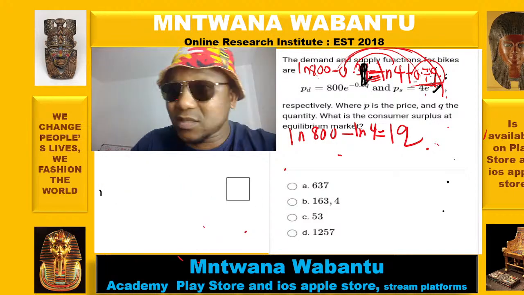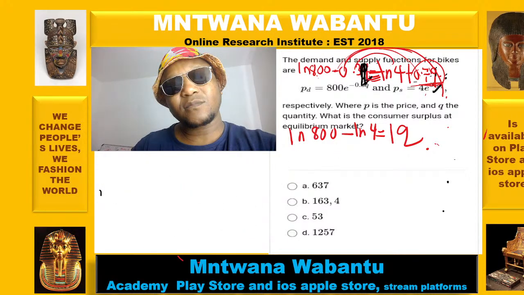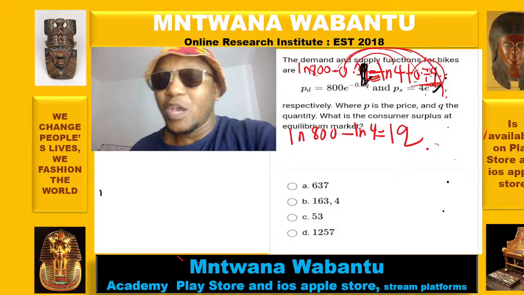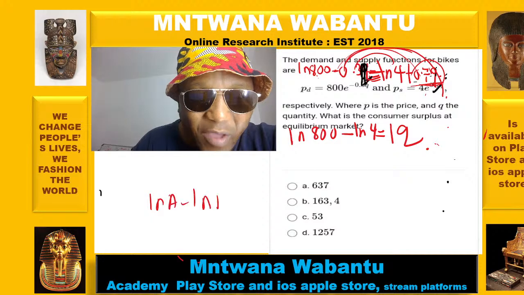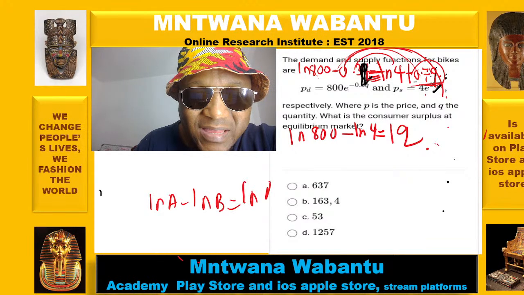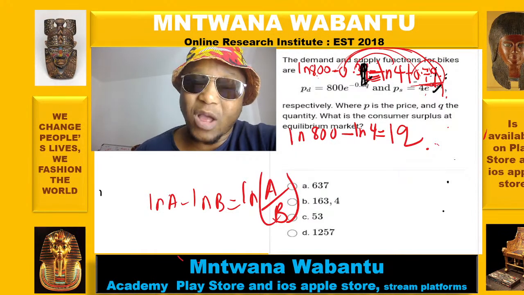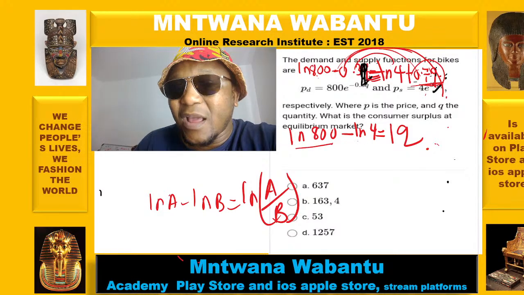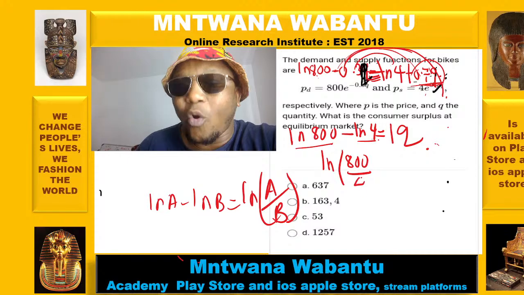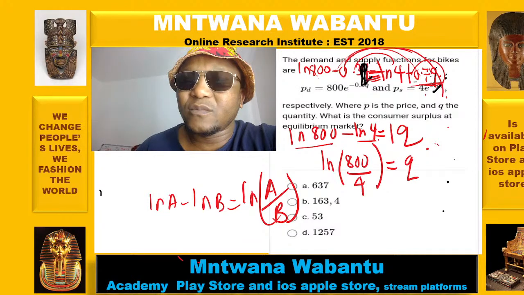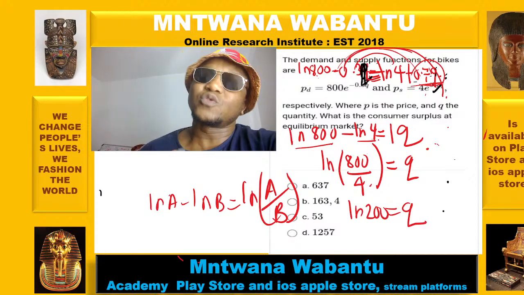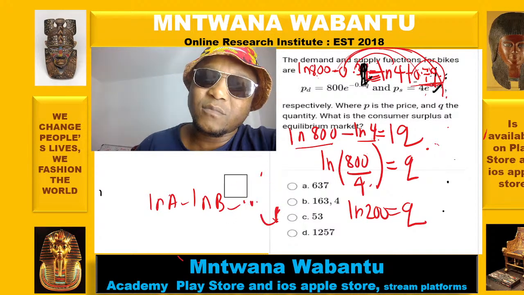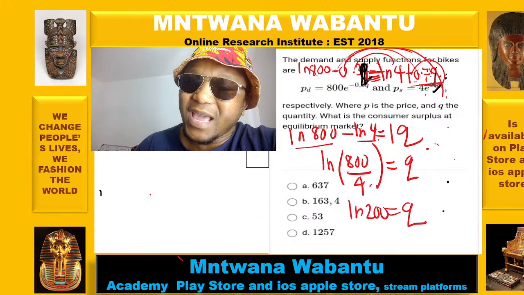Just a minute. So then I'm going to say, look, we said before, if you have ln of A minus ln of B, this is ln of A over B. That's the rule. So if I have ln of 800 minus ln of 4, this is ln of 800 over 4, equal to 1Q, which is just Q. So 800 over 4 is 200. So ln of 200 equals Q. So we know the value of Q.